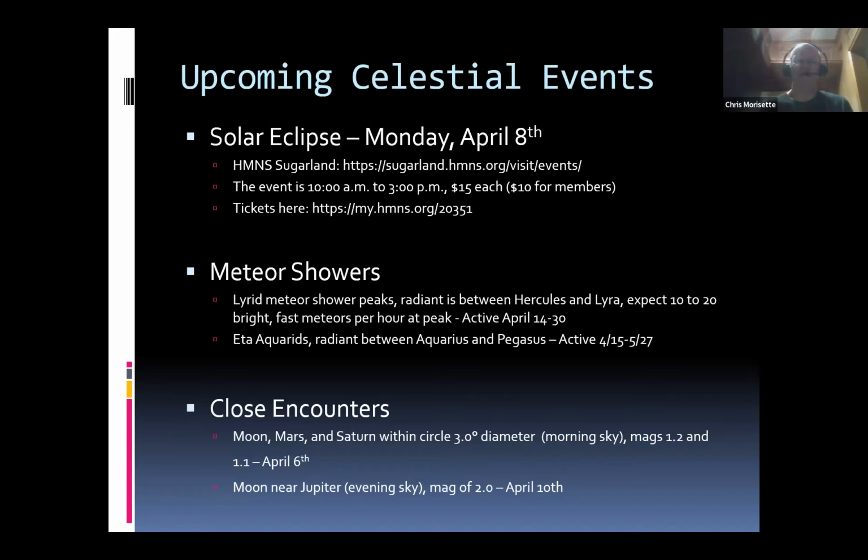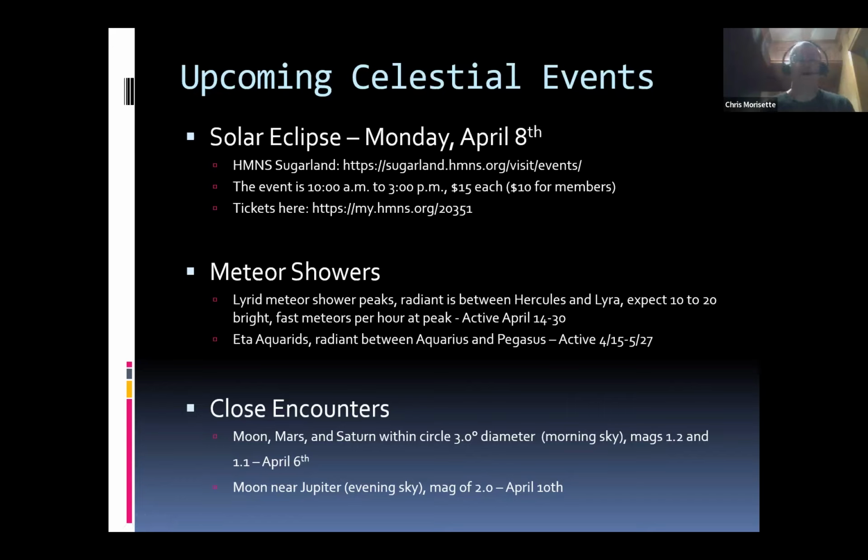Meteor showers. There are a couple of meteor showers that are happening this month. The Lyrid meteor shower, which is radiant between Hercules and Lyra, and that is active between April 14th and the 30th. The Eta Aquarids, which is radiant between Aquarius and Pegasus, is active between the 15th of April and the 27th of May.